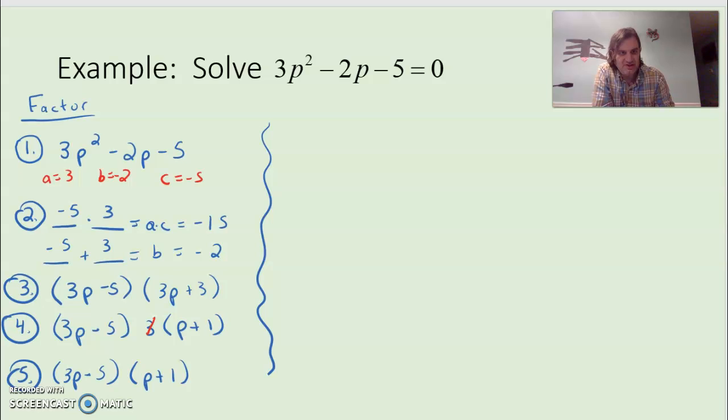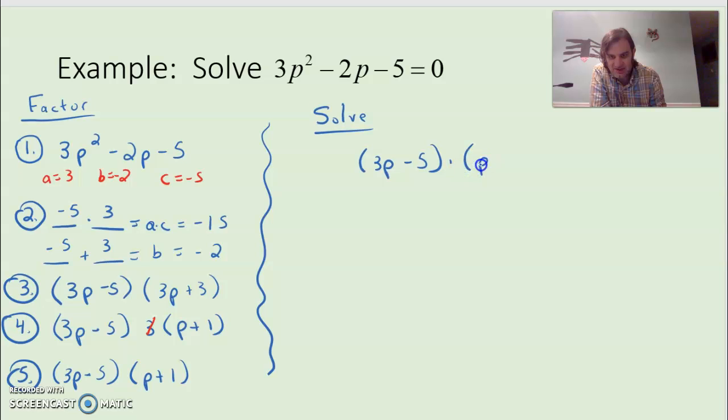So let's start working on the solving part here. So we had to factor that before we could solve it. So we have broken the 3p squared minus 2p minus 5 down into 3p minus 5 times p plus 1, and that is set equal to 0. So basically that's my two factors that I can separate and write simpler equations for each. So one equation will be 3p minus 5 equals 0. The other one will be p plus 1 equals 0.